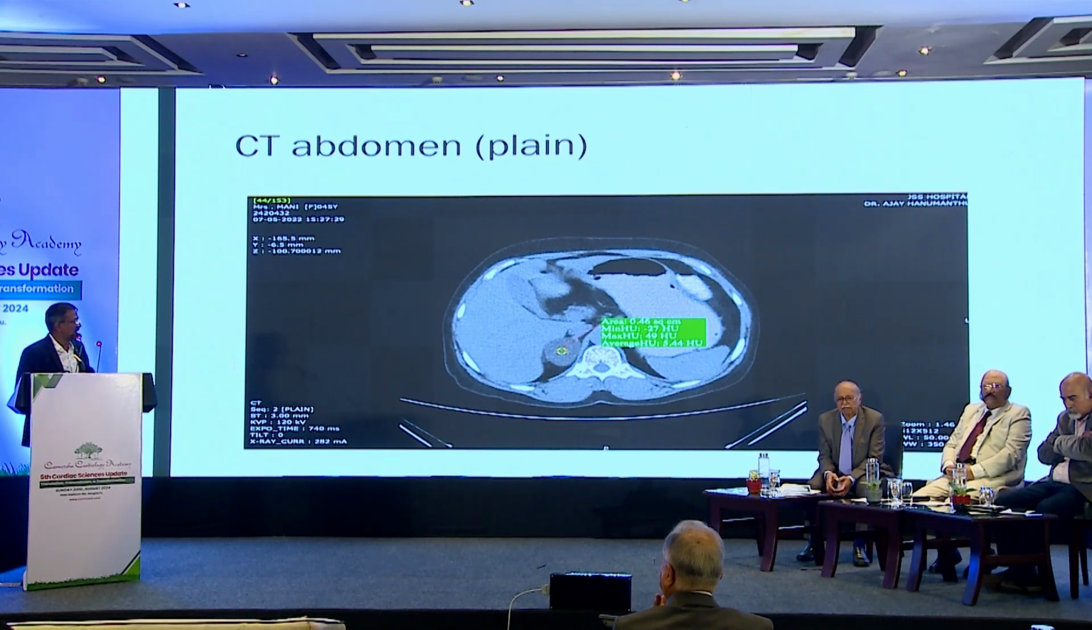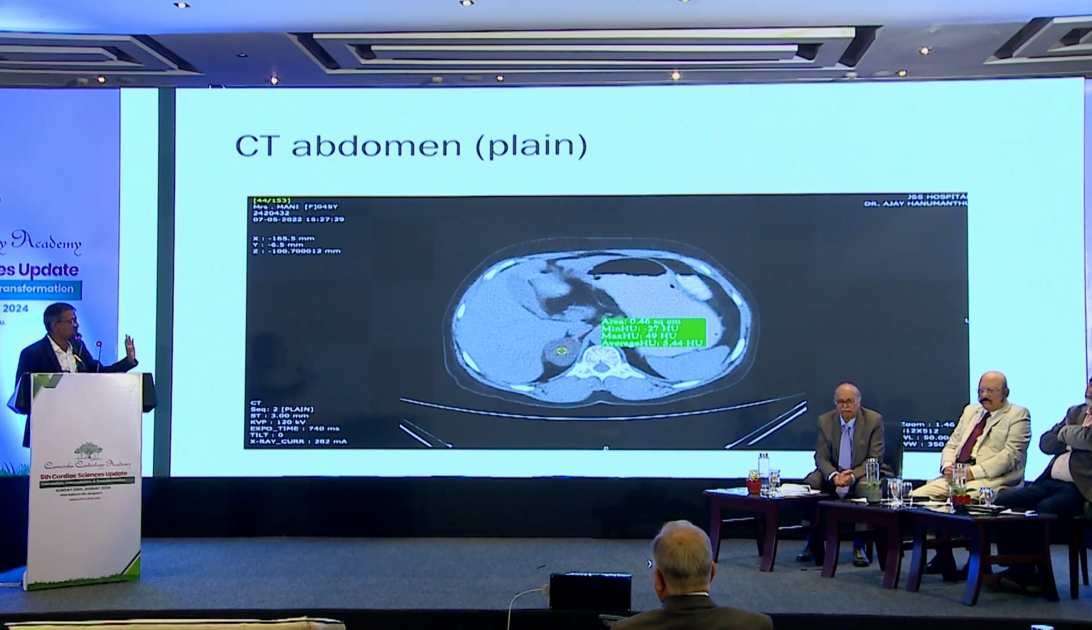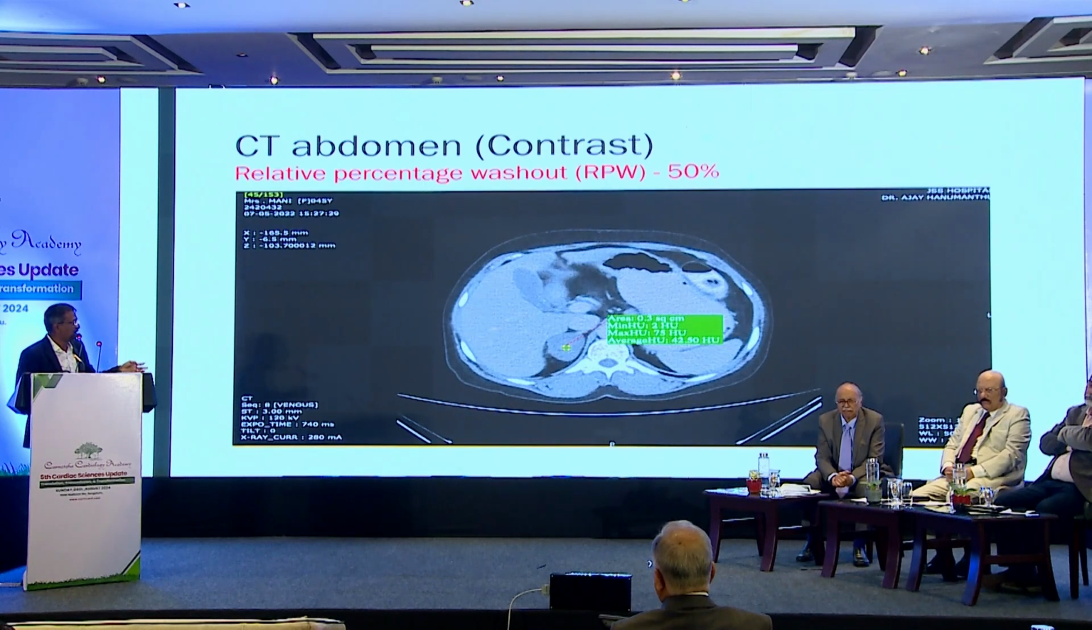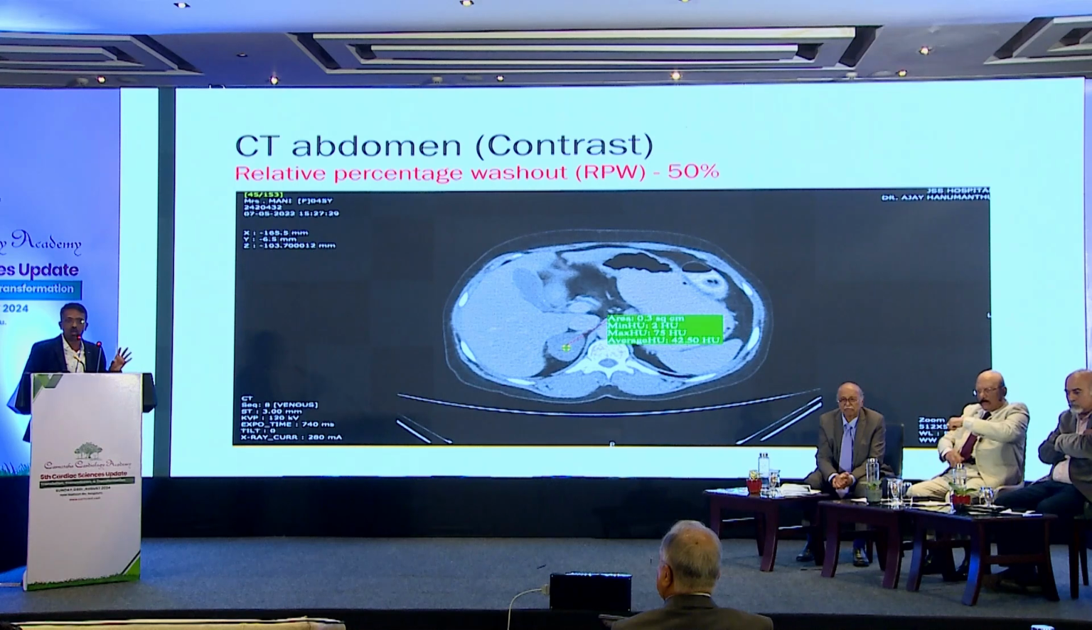So now the question came, if you're going to look at a very significant, clear-cut, well-defined, homogeneous tumor or an adenoma arising from the right adrenal gland, look at the HU units of around 5.44. And if you look at the contrast film, the relative percentage washout was 50%. So almost saying that this right adrenal mass was an adenoma, a non-malignant and benign one.